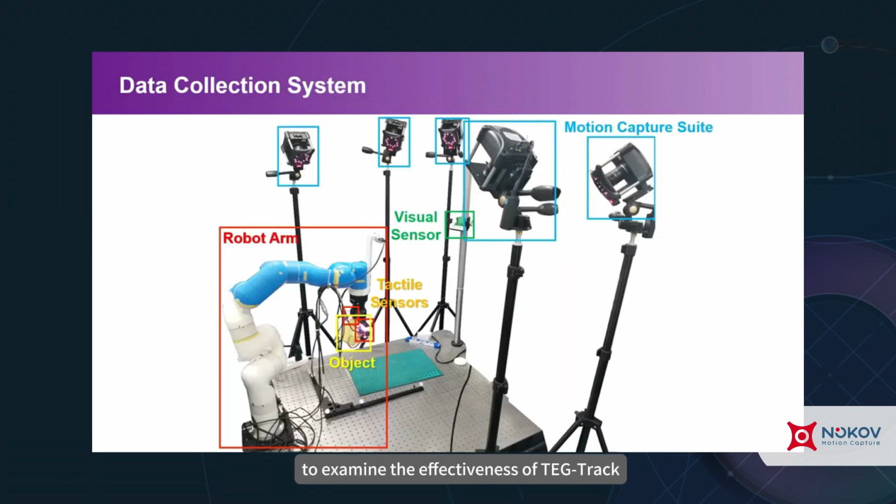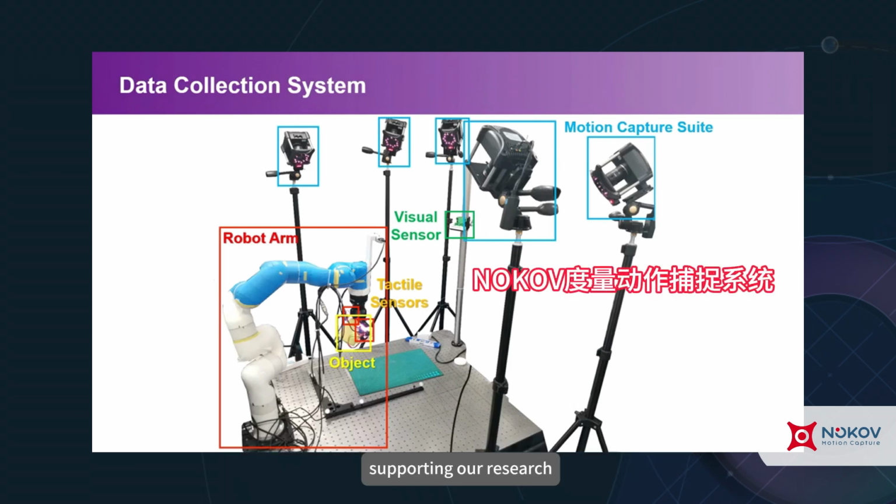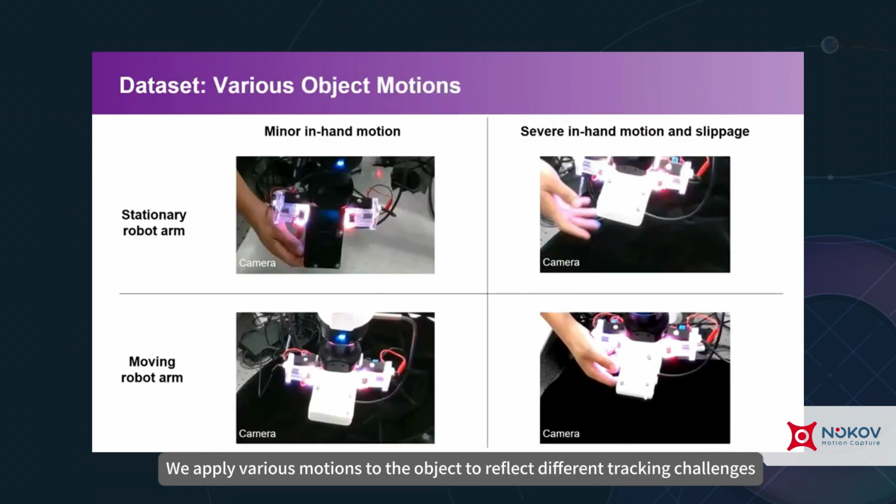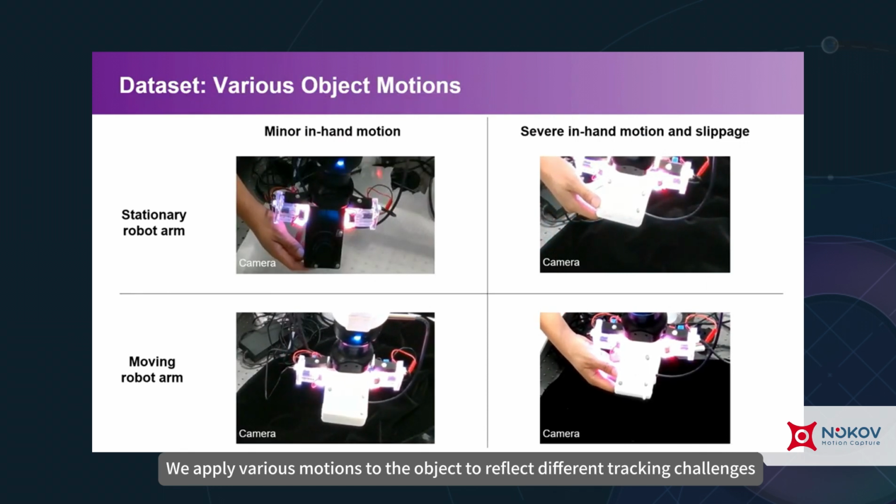To examine the effectiveness of TegTrack, we curate a real dataset due to the lack of large-scale datasets supporting our research. Here shows our data capturing system, including the in-hand object, the tactile sensors, the visual sensor, the robot arm, and the motion capture suite. We apply various motions to the object to reflect different tracking challenges.